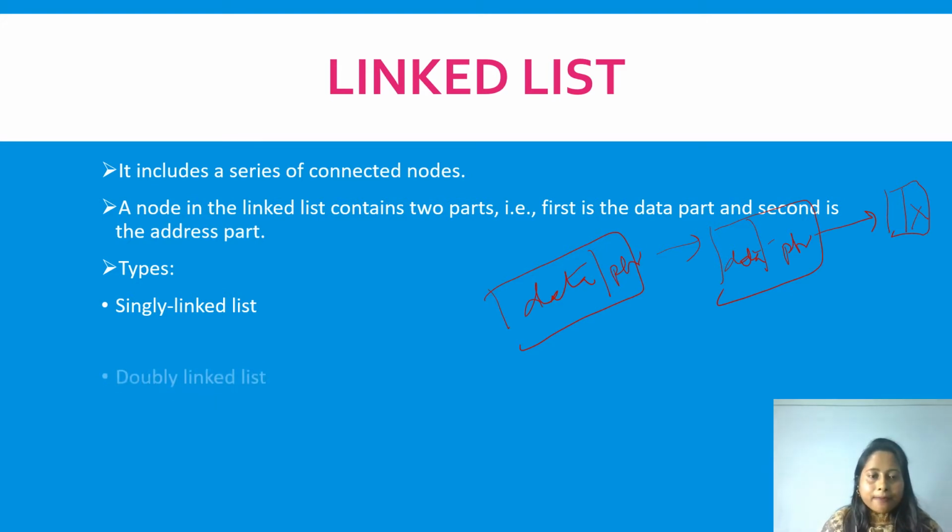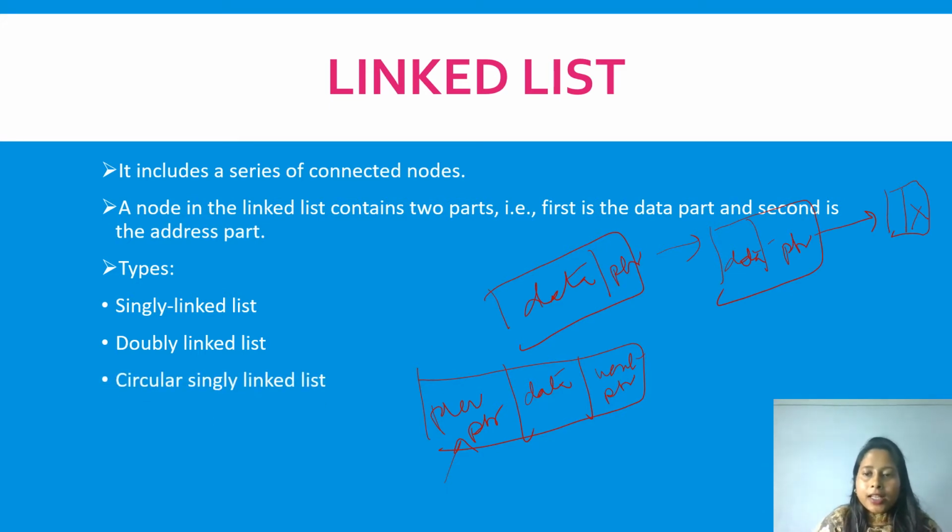Next is the doubly linked list. In a doubly linked list, a node is divided into three parts. The first part will contain a pointer which points to the previous node. The middle will contain the data part and the last will contain the next pointer, that means it will contain the address of the next node. This is a doubly linked list.